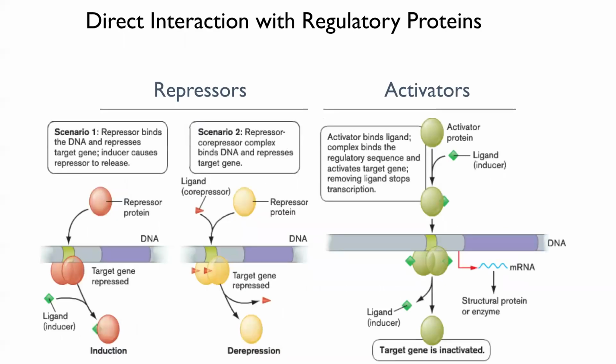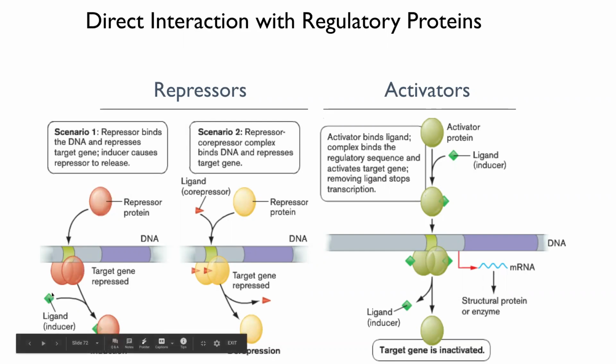So first, we have a repressor. We have a couple scenarios to talk about. In scenario one, the repressor will bind to the DNA and represses the target gene, and the inducer causes the repressor to release. So we have a repressor. It binds to a gene, preventing the transcription. But if you have a ligand, what we call an inducer, it can then bind to the repressor, causing the repressor to come off and allowing the gene to be transcribed.